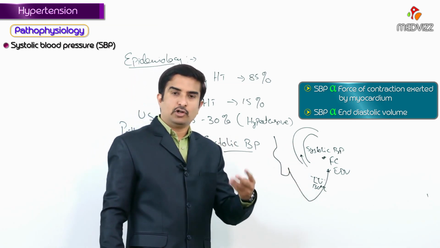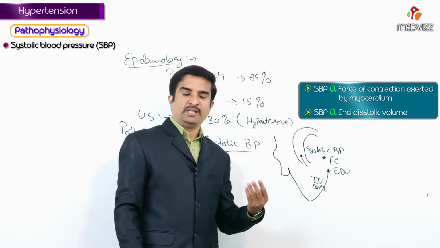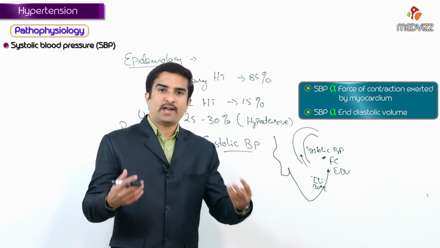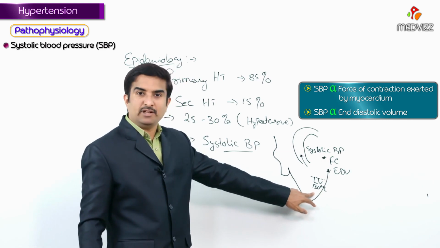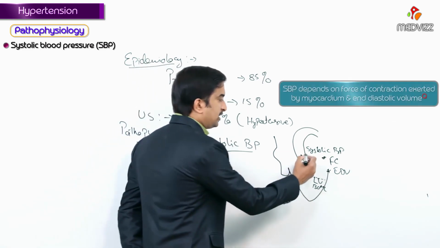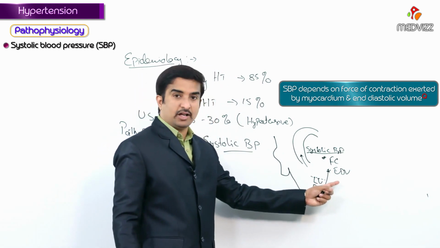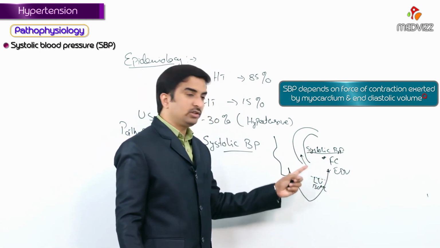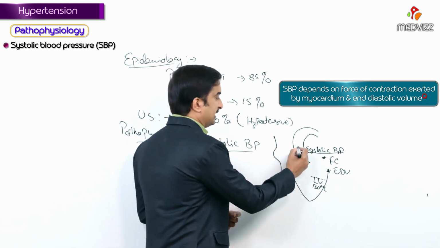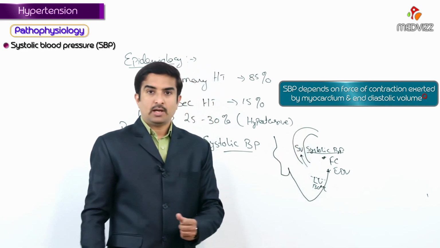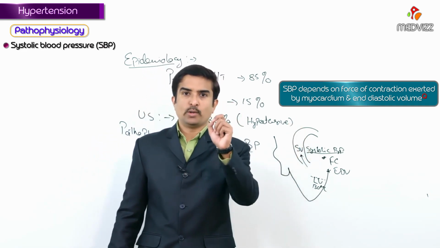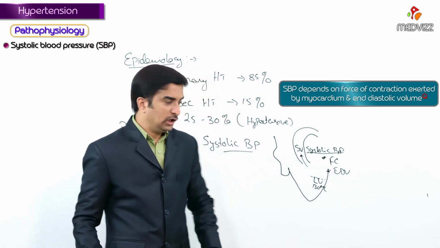If the end diastolic volume is more, the stroke volume will be more. If the end diastolic volume is greater, the force of contraction exerted by the myocardium will be greater. So remember that the systolic blood pressure depends upon the force of contraction as well as end diastolic volume, which means both are responsible for an increase in the stroke volume.